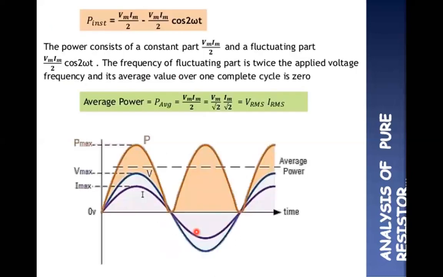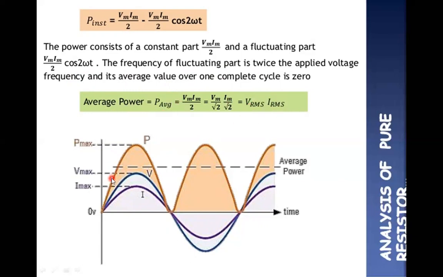So the power we can write in this form. The power consists of a constant part, V max I max by 2, and a fluctuating part, V max I max by 2 into cos 2 omega t. The frequency of the fluctuating part is twice the applied voltage frequency and its average value over one complete cycle is 0. So what is average power now? Average power is equal to V max I max by 2, or we can write it as V max by root 2 into I max by root 2. So this is nothing but average power is equal to VRMS into IRMS.